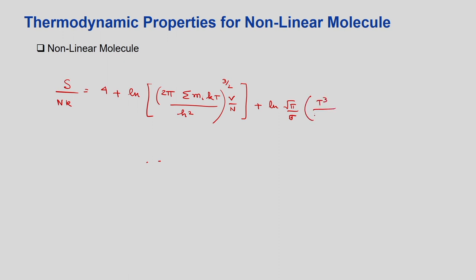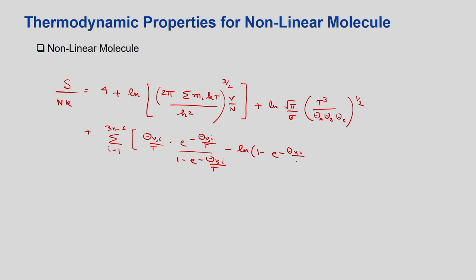then you have T cube theta A theta B theta C to the half, then plus you have the vibrational term, i goes from 1 to 3n minus 6. Here the terms are a bit different: theta vi by T, e to the power of theta vi by T, then 1 minus e to the power of minus theta vi by T, minus ln of, plus ln of, okay. So here you do not have any dissociation constant. So this is for the nonlinear molecules.